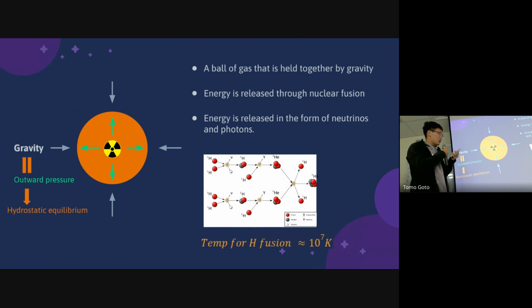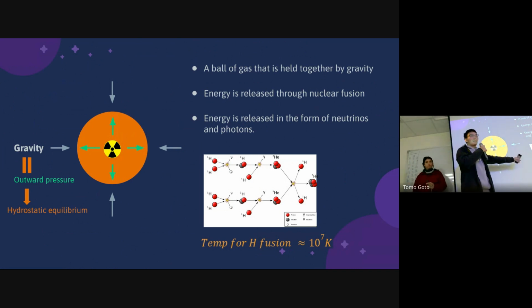Neutrinos don't really interact with anything, and they just leave the star, so we can say that they are basically a source of energy loss. And the energy in the photons is dumped into the star, and this is what heats the star. It will also cause the outward pressure. So for fusion to take place, you need a temperature of about 10 to the 7 Kelvin. And this image shows fusion.